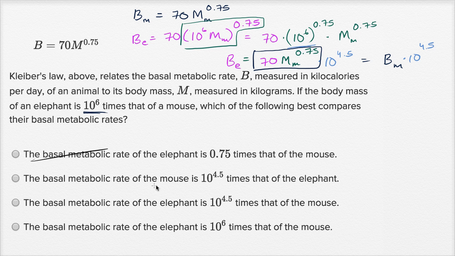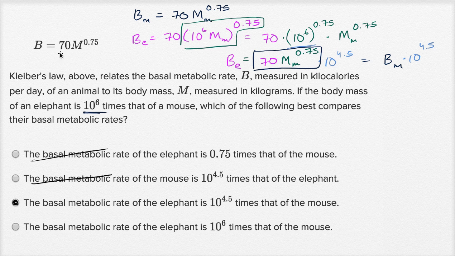The basal metabolic rate of the mouse is 10 to the 4.5 times that of an elephant. Nope, doesn't make any sense, because this is saying the mouse has a higher basal metabolic rate, in terms of how many kilocalories per day it burns. You wouldn't have to do any math to say this seems crazy, that a mouse would burn more calories than an elephant. The basal metabolic rate of an elephant is 10 to the 4.5 times that of a mouse. Well, that's exactly what we came up with. The basal metabolic rate of an elephant is 10 to the 6 times that of a mouse. We already know that that's not going to be the case.